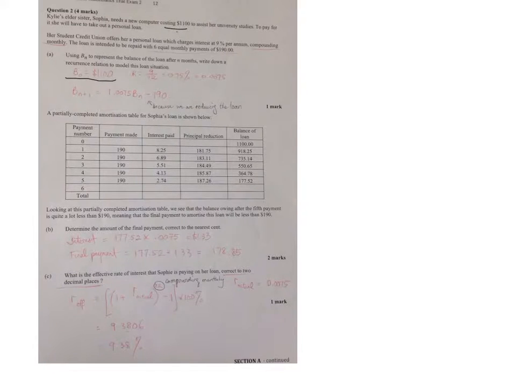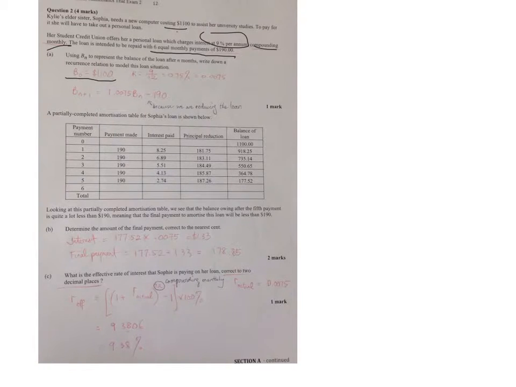And then we know that it's going to take up a loan. The interest is 9% per annum, compounding monthly. Okay, and we want it to be repaid with 6 equal monthly payments of $190. We'll use this information in the next following questions. Now, to answer part A, B naught is the first thing that you need to do.